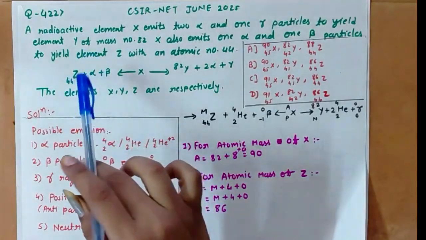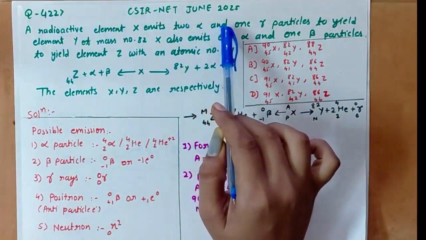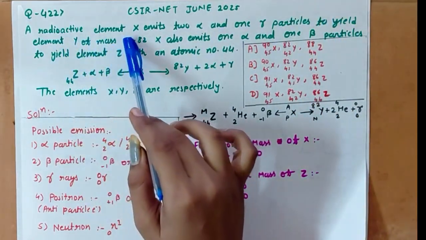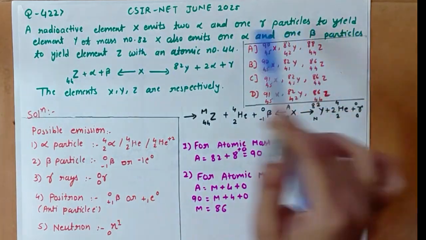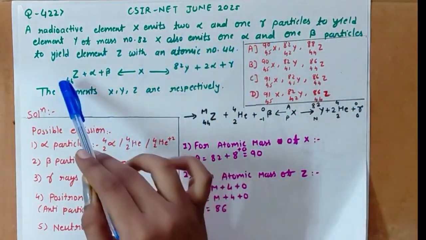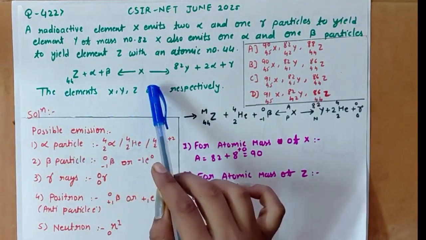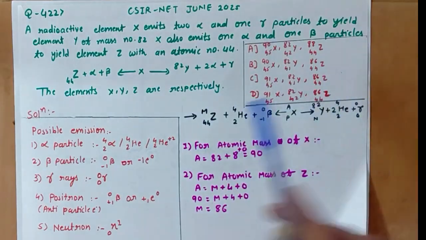Hello students, our today's question is: a radioactive element X emits 2 alpha and 1 gamma particles to yield element Y of mass number 82. X also emits 1 alpha and 1 beta particle to yield element Z with an atomic number 44. So this is our reaction, and the elements X, Y, Z in these reactions are respectively. So these are our given options.